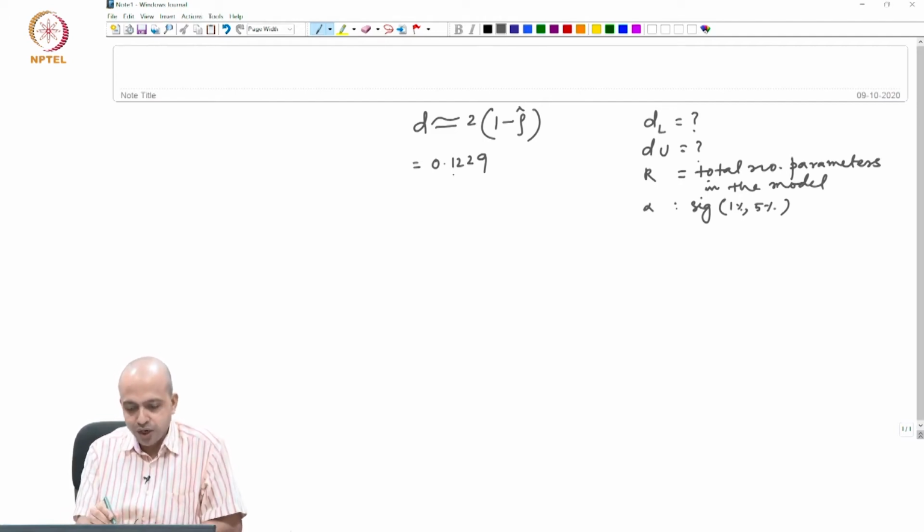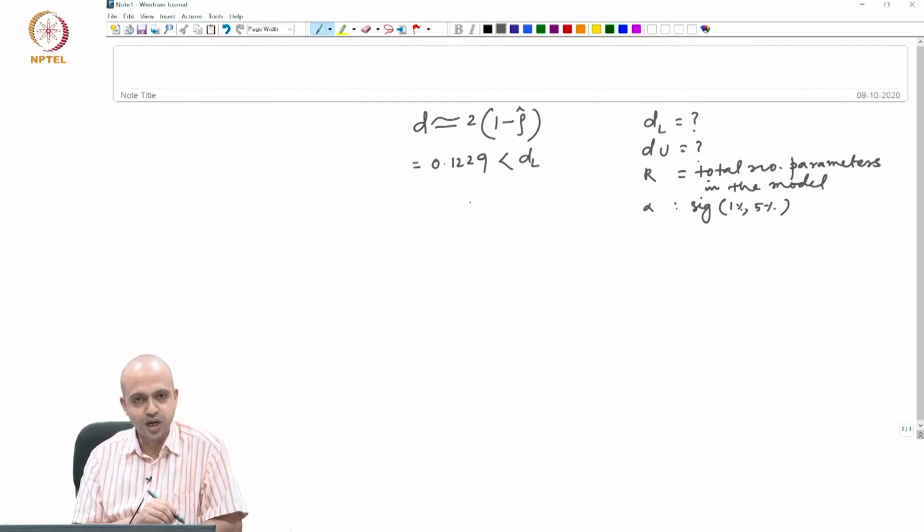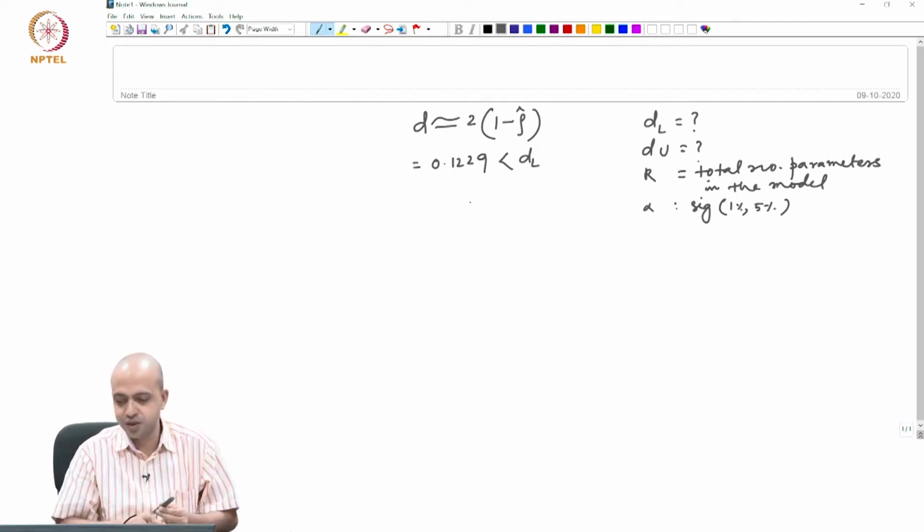Okay. So, once you get this D value, what you have to check? You have to check what is the DL and what is the DU. So, if this calculated value is less than DL, the lower limit of Durbin-Watson, that means you have to reject your null. And what is my null? There is no autocorrelation. So, when no autocorrelation gets rejected, then you have to say that yes, your data is suffering from the autocorrelation problem. That is the Durbin-Watson test statistic we discussed.